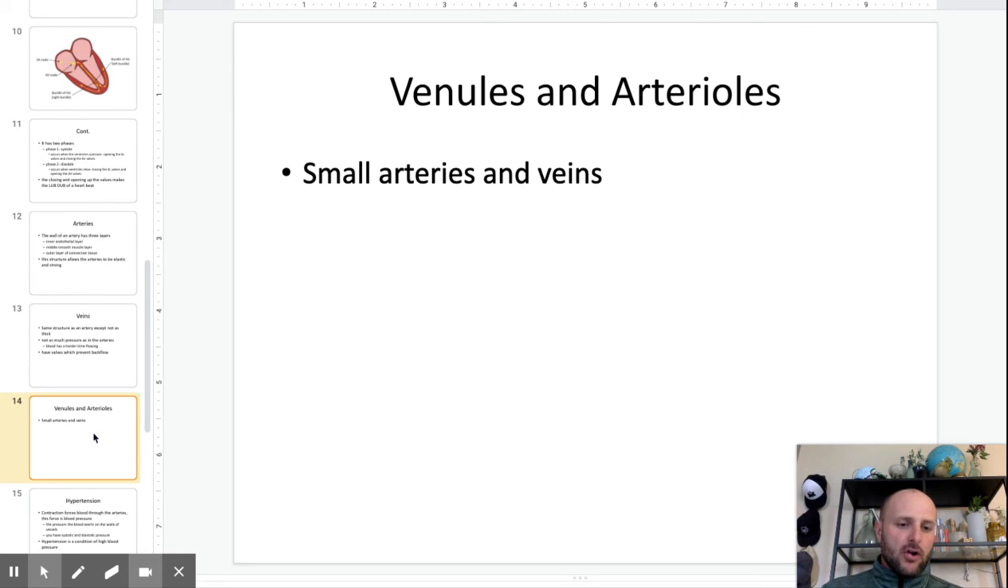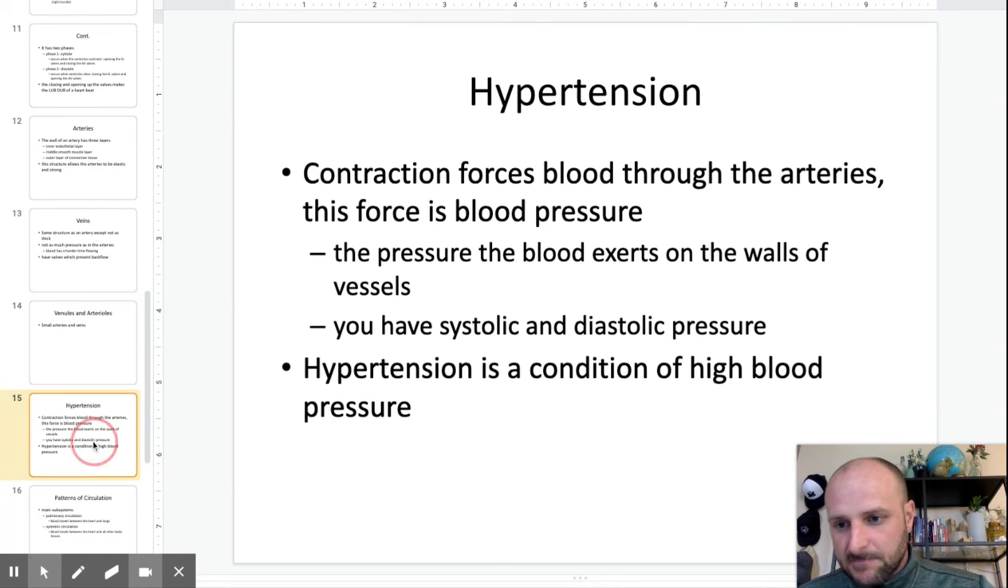You also have venules and arterioles. These are just smaller blood vessels, arteries and veins. So blood gets pumped out of the heart into an artery. That artery will break apart into an arteriole before it finally goes to a capillary, and then it'll return to a venule, and then that'll recollect into a vein. And so this is kind of just like the forking of the system.